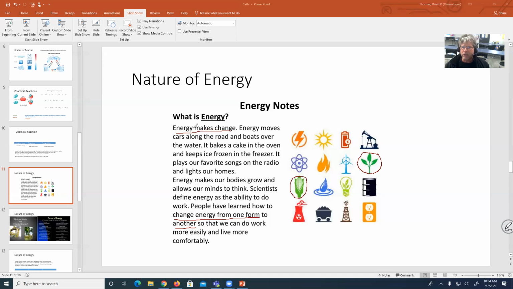So again, energy makes change. It makes changes in our lives. It helps us grow, so we change through energy. And for us, energy really is how our civilization works. It's how we harness these energies, how we transform them into other usable energies that can do work for us and make our lives easier. So that's kind of a little bit of an overview of types of energy.